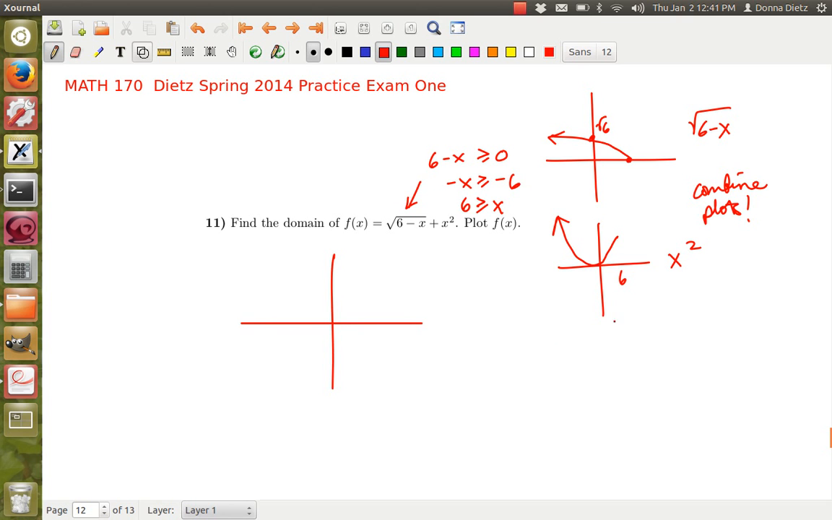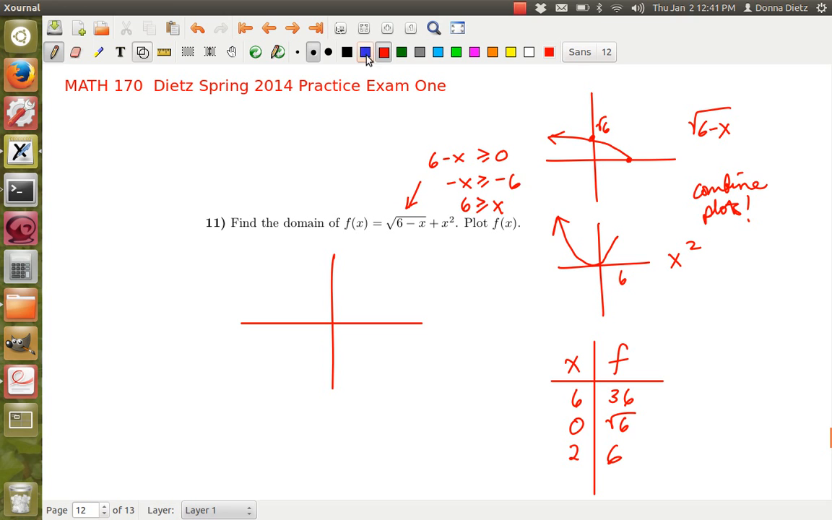So x and f, may as well make a little chart. We know that at 6, f is 36. What's another point that's easy to calculate? 0, we know, is square root of 6. What about making this perfect? If x is 2, we get square root of 4, which is 2. 2 plus 4 is 6. So those are some easy points to plot.